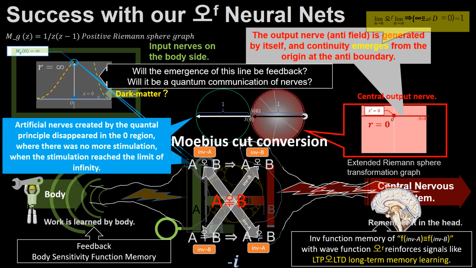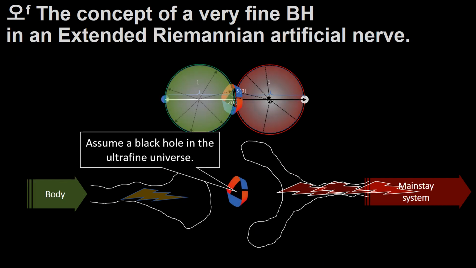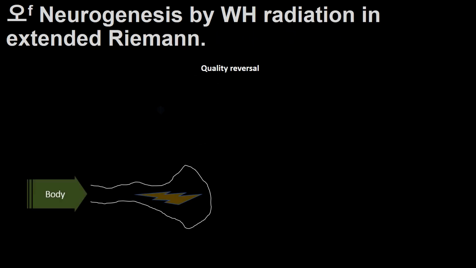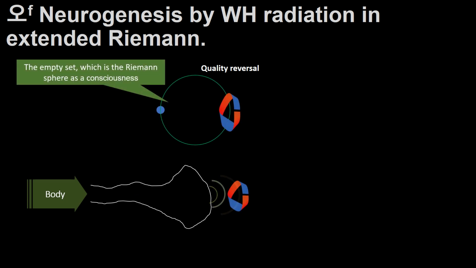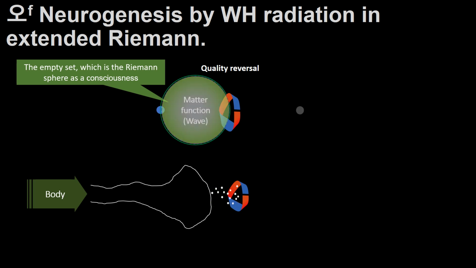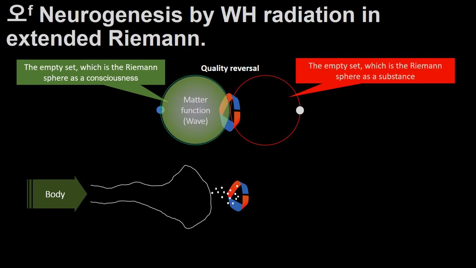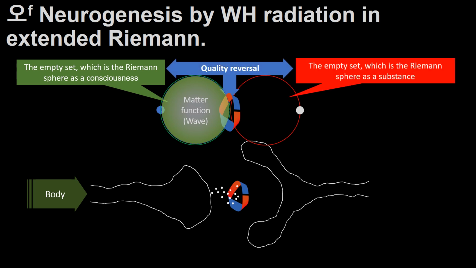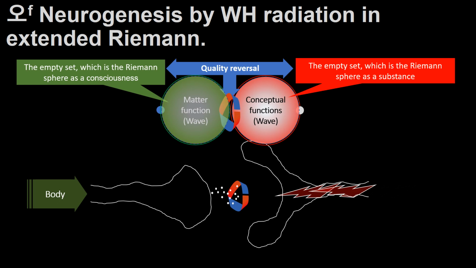The concept of a very fine black hole in an extended Riemannian artificial nerve, a super black hole in the Eulogin universe: at the neural junction, stimuli input from the body form consciousness as an empty set through qualitative transformation, and matter function fills the neural gap. Then, an empty set as a substance is generated as a nerve by Mobius-Kerr transformation. Information is thought to be transmitted as waves as conceptual functions in the empty set.